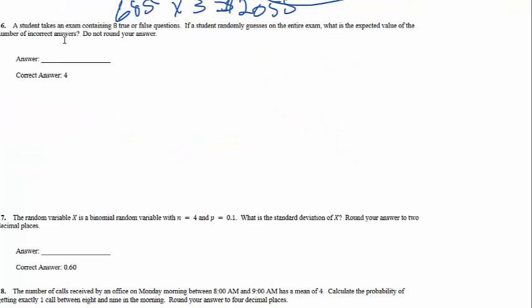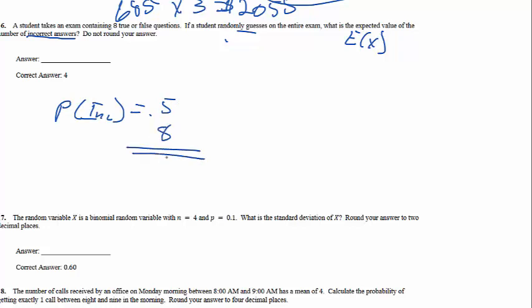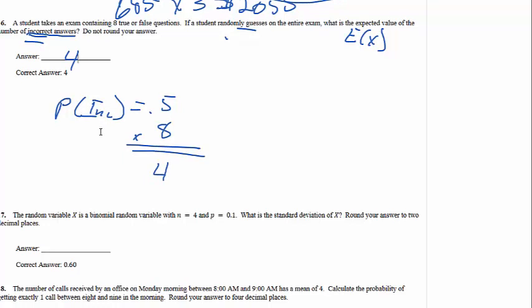Question 16. A student takes an exam containing 8 true or false questions. If a student randomly guesses on the entire exam, meaning that it is a random probability, what is the expected value of the number of incorrect answers? Or correct answers for that matter, right? Because this is going to be a 50-50. So what is the probability of being incorrect? That is equal to 0.5. How many questions are there? There are 8 questions. And that gives us, if we multiply them together, 4. 4 correct. Or incorrect. This question is asking for incorrect. 4 incorrect answers.